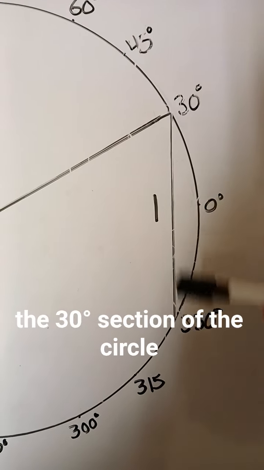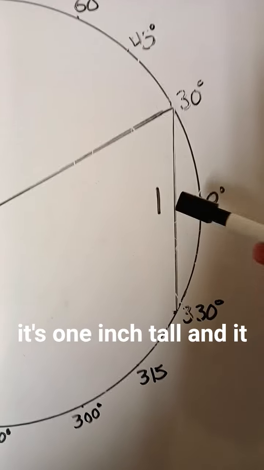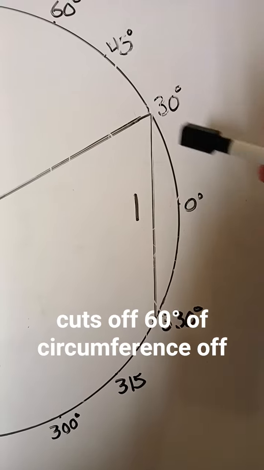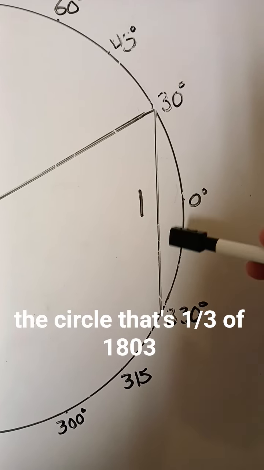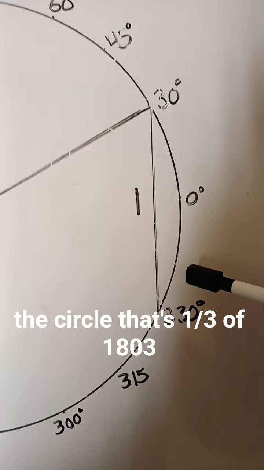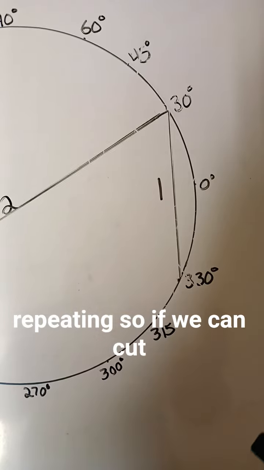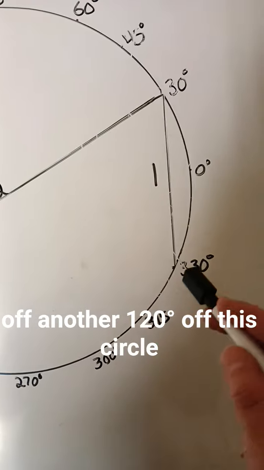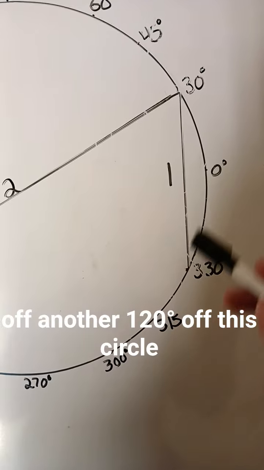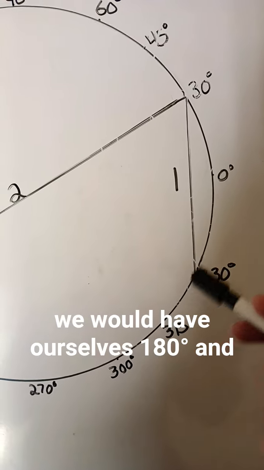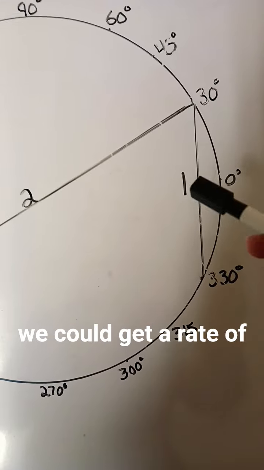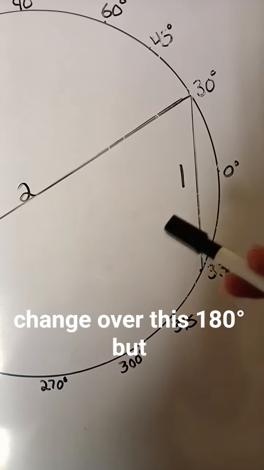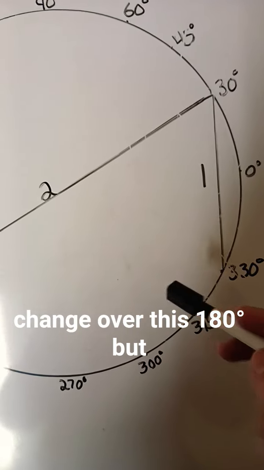It goes through the 30-degree section of the circle. It's 1 inch tall, and it cuts off 60 degrees of circumference off the circle. That's 1/3 of 180, 0.3 repeating. So if we can cut off another 120 degrees off this circle, we would have ourselves 180 degrees, and then we could see if maybe we could get a rate of change over this 180 degrees.